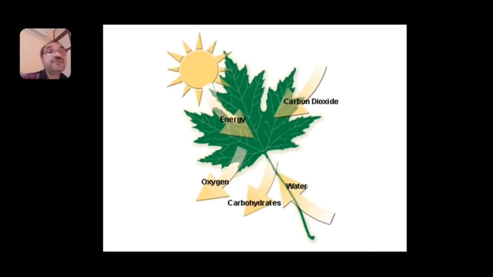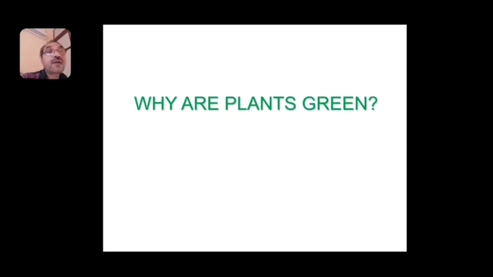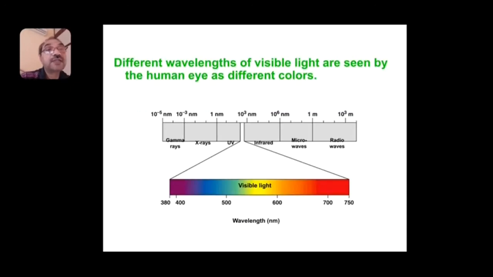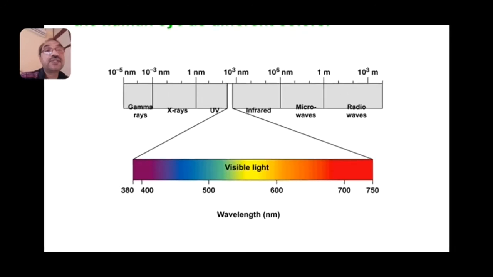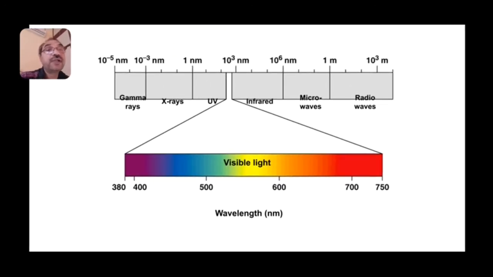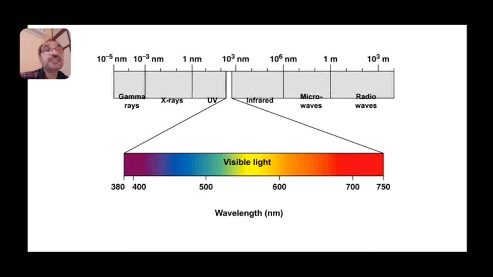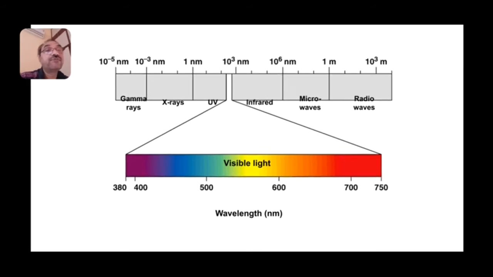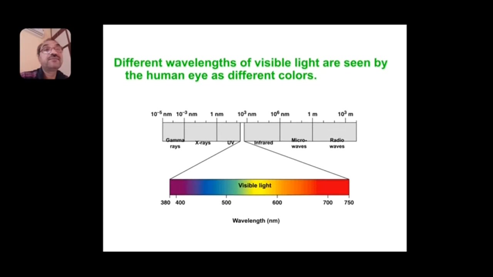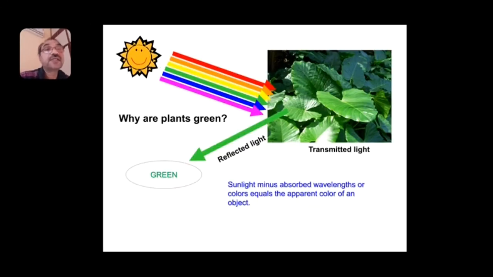Here is another view. First, why are plants green? Different wavelengths of visible light are seen by the human eye as different colors. We see here the range for visible light is 380 to 750 nanometer wavelength. When sunlight falls on plants, the plants reflect green light and the remaining light is transmitted.